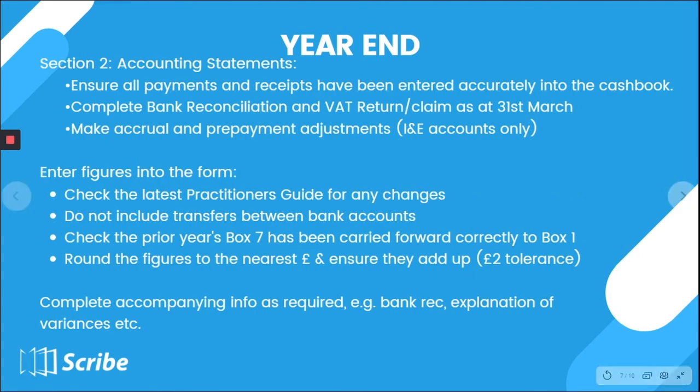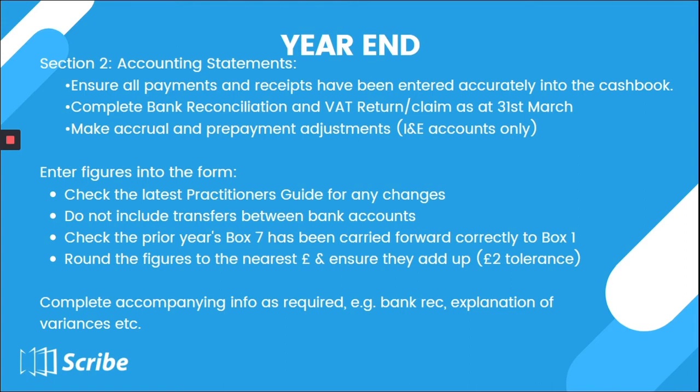So in terms of section 2, the accounting statements, this is the key part, the key role of the clerk or the RFO holding that information and getting that collated. So in order to do that, ensure all payments and receipts have been entered accurately into the cash book. So hopefully if you've been doing this throughout the year, there won't be too much here to do, but obviously that's really important to do that.